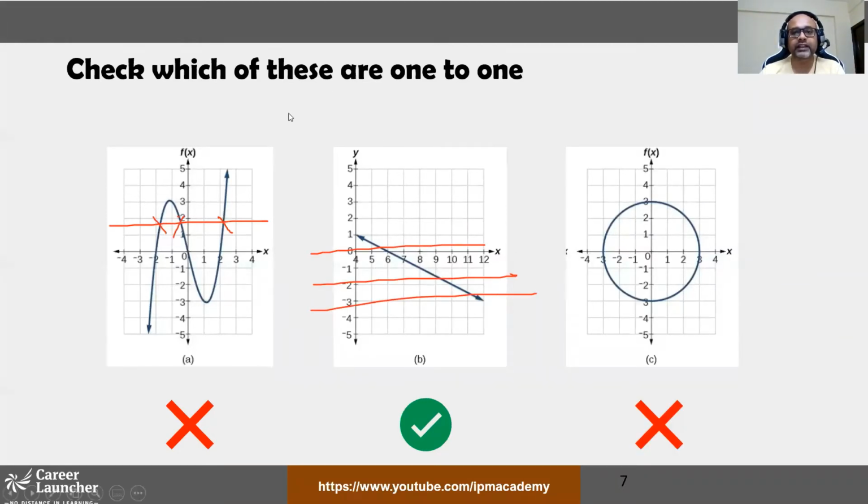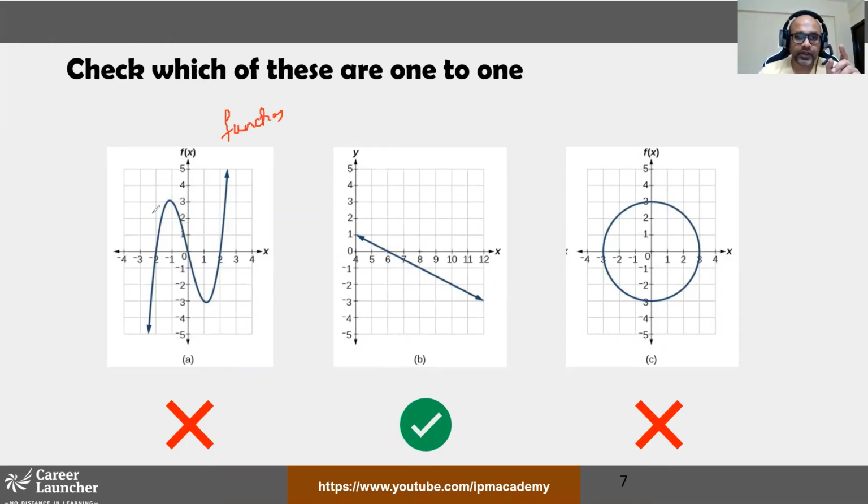And the third one is again not a one-to-one function because it is cutting it more than once. In fact, if you recollect, this is a function because any vertical line I draw cuts it only once. This is also a function because any vertical line I draw cuts only once. This is not even a function.